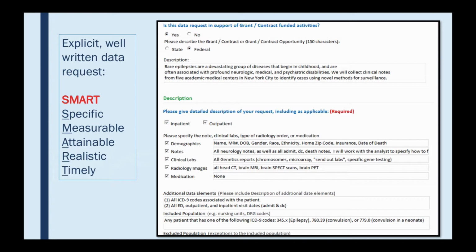Third, the request should be realistic. For example, you really don't want all the patient data of patients with CHF over the last 30 years. Not only would that request generate an enormous amount of data, which would be very difficult to process, but would also contain patients that were treated very differently from decade to decade. Lastly, the request should be timely. If the track committee requests modification, do so as promptly as possible.